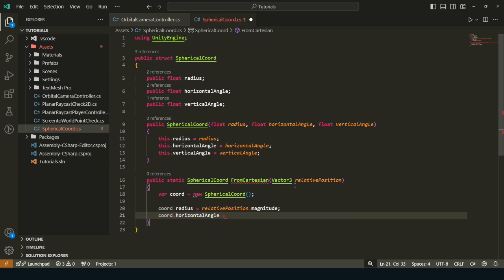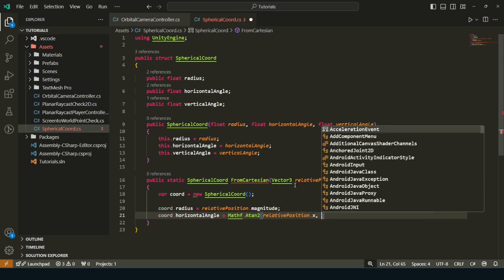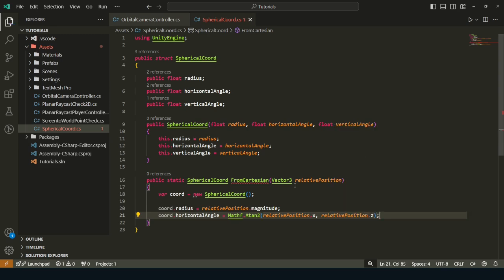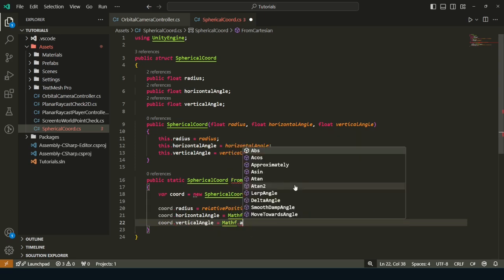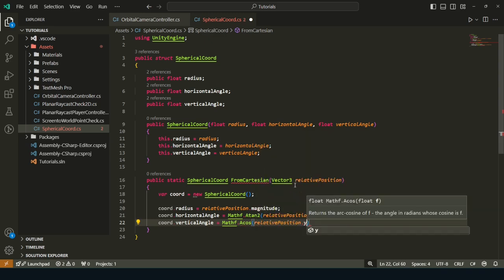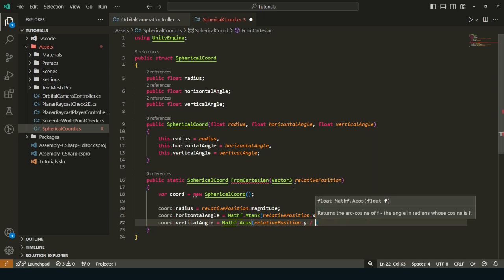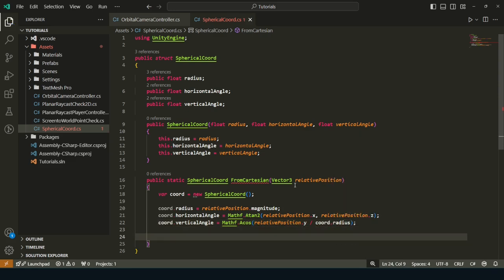So the horizontal angle here is going to be the arctangent. We're going to do tan 2 so that we don't get asymptotic stuff. And this is going to be the relative position at x and relative position at z. Not too bad. And then the last one is the goofy one. And this is going to be arc cosine, and it's going to be of the relative chord at y divided by the radius. Really having a good time typing today. And this should be it.